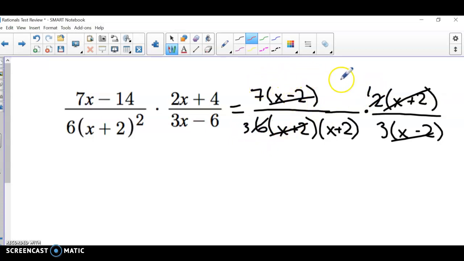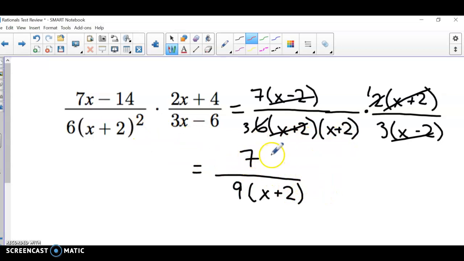So I'm left with on the top 7 times 1. So my numerator is just going to be 7 up here. And in the denominator, let's see, my numbers, I've got a 3 times a 3. That's 9. And I also have one more x plus 2 left here on the bottom. So that's why it's important that we remembered that squared symbol over here, because that meant we had 2 of these and we're left with 1. So I'm left with 7 over 9 times x plus 2. You can distribute that out if you need to, or you can leave it like this. Depending on what your answer choices are will determine what you need to do.